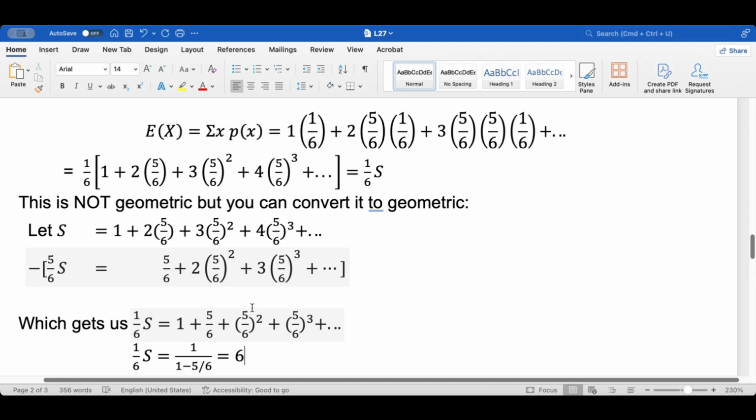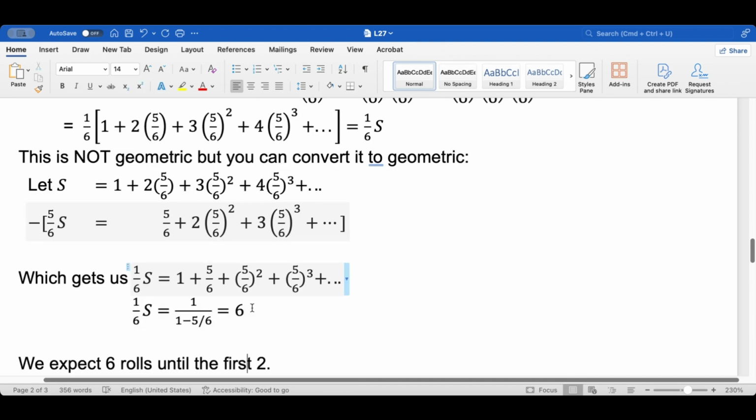And the sum is the first term over 1 minus r. It's 1 over 1 minus 5/6, which is 1 over 1/6, or 6. And that should make sense. We expect 6 rolls until the first 2. Since the probability of getting a 2 is 1 out of 6, we expect that it will take the reciprocal, 6 chances, to get the first 2.